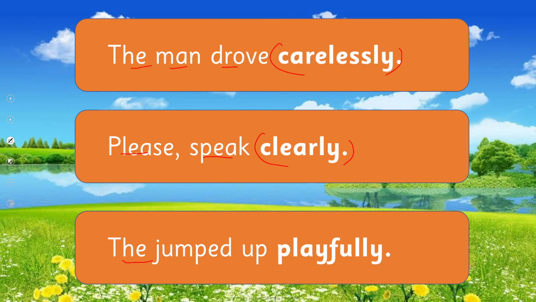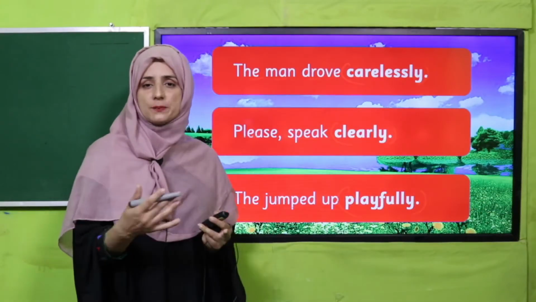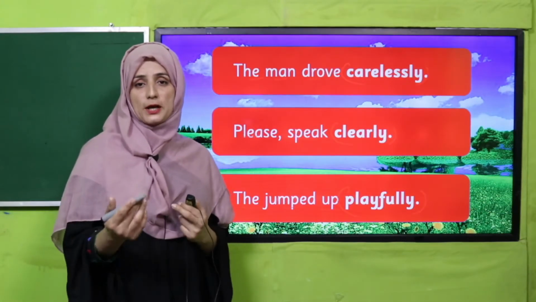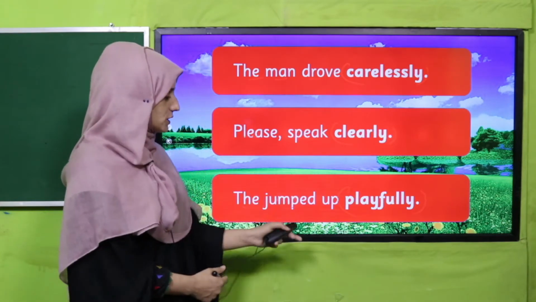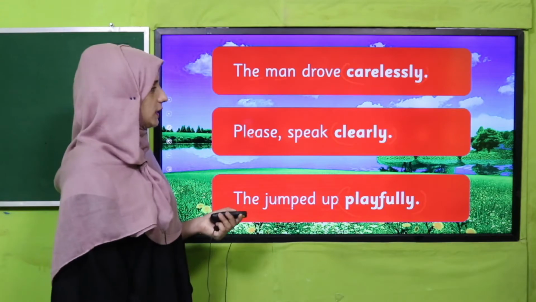Next example, they jumped up playfully. So this is also how they jumped up. They jumped up playfully, cheerfully. So this is telling us about the manner of the verb, how they have jumped.